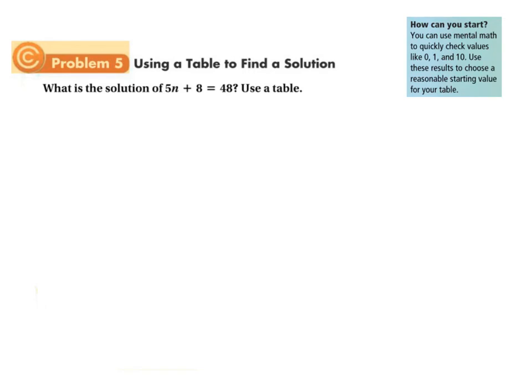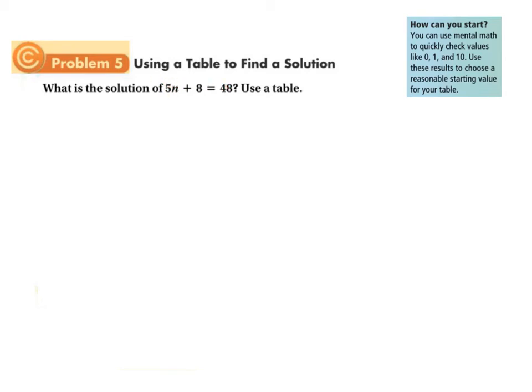All right, so we're going to use a table to find the solution of 5n plus 8 equals 48. And this note up here says, well, how do you know where to generally start your table? Okay, well, you can pick some numbers. What if it was 0? That would make that 0 plus 8. That would only equal 8. It's too small for that. Okay, what if you used 10? Okay, 5 times 10 is 50, plus 8 is 58. That's a little too high.